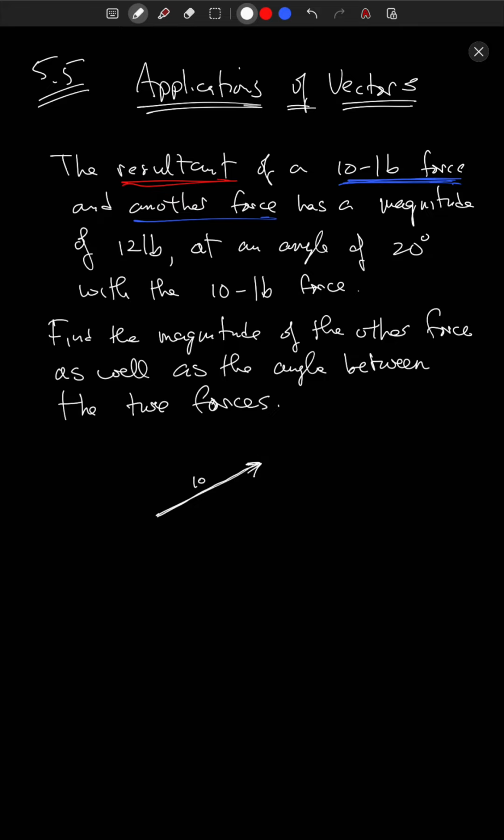Okay, so the resultant of a 10-pound force and another force, so I'm going to draw this other force right there. We don't know how big it is actually right now, but we know the resultant has a magnitude of 12 pounds, all right? So let me draw the resultant, and again, the resultant is the sum of these two forces, and so I'm going to draw the sum using the geometric way to draw the sum of two vectors. And so here we have the resultant is this middle guy right there. Okay. All right. We're told that the resultant of a 10-pound force and another force has a magnitude of 12 pounds. So the resultant is the one that has the magnitude of 12 pounds.